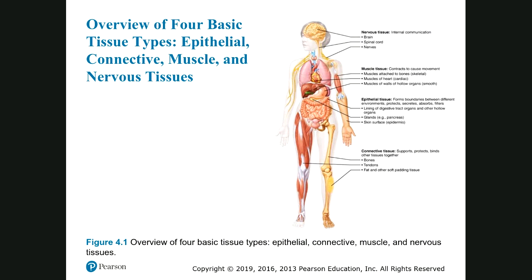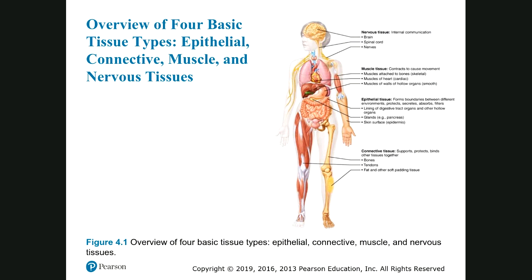If we summarize the role of each primary tissue in a single word, we could say nervous tissue controls, muscle tissue moves, epithelial tissue covers, and connective tissue supports.